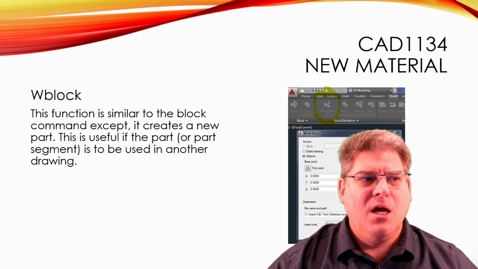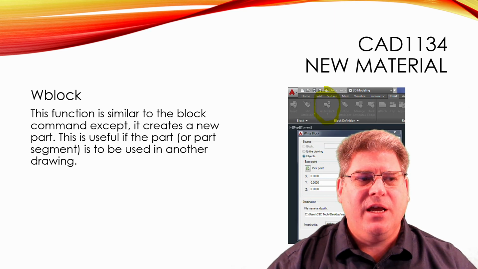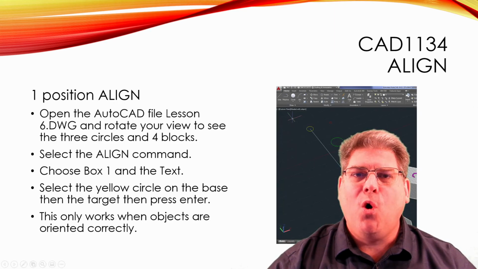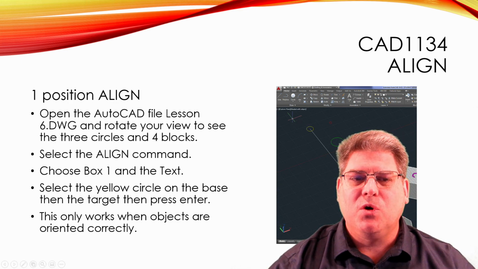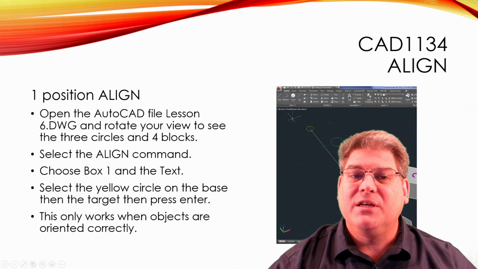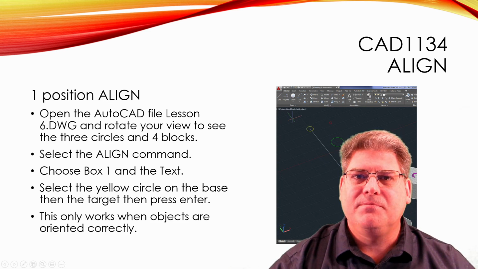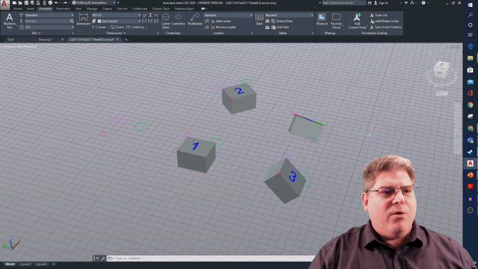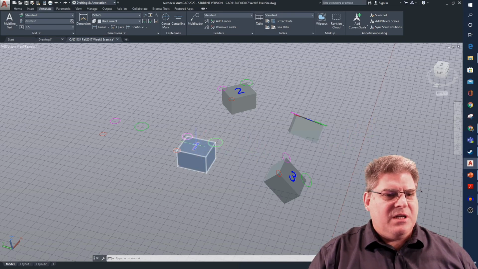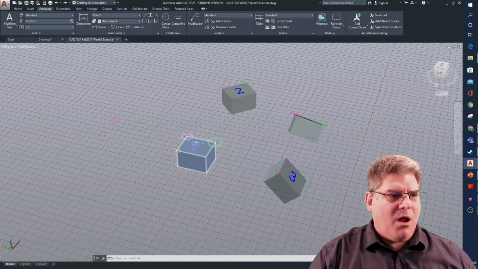All right. The next thing is I want you to open up the starter file that you will find on DC Connect, and I want you to rotate it around so that it looks similar to the view that I have here. Okay. So now that we have our file open, what I want to do is I want to use the align function to move this block over to here.